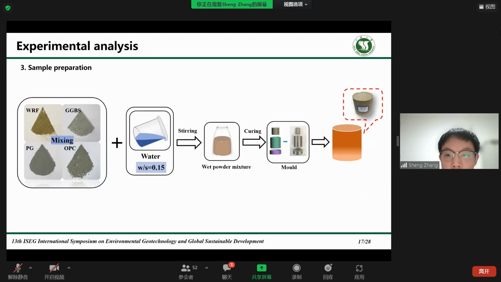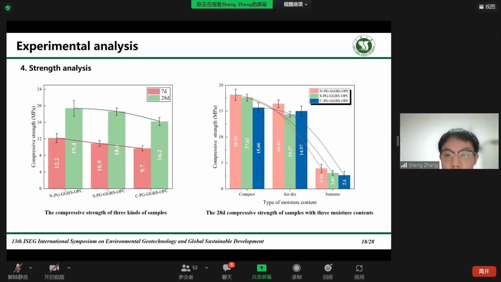The preparation method of the sample mainly includes the following processes. Firstly, dry powder is mixed and stirred evenly. Then water is added according to the water-cement ratio of 0.15, and then stirred evenly again. Finally, the sample is put into a 50 multiplied by 50 millimeters mold, compacted by a press, then demolded and cured. After curing, the sample is analyzed experimentally.